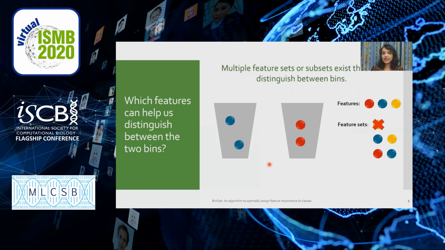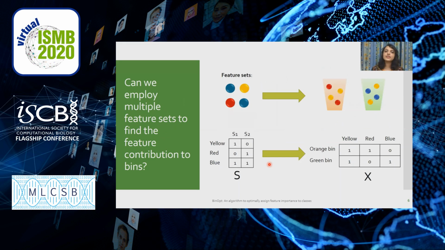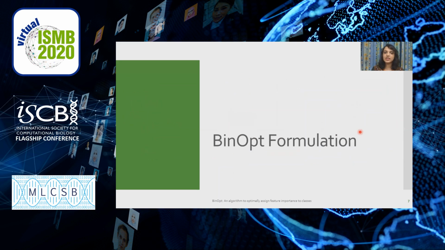This is especially relevant in biology where the features are correlated and you have multiple equivalent subsets that give equal classification power. Now, the question we asked is, can we use these feature sets, which are equivalent, to find the feature importance in bins? So the equivalent feature sets are represented as matrix S, and the feature importance to classes is represented by matrix X. So let us look at the formulation for BinOpt.